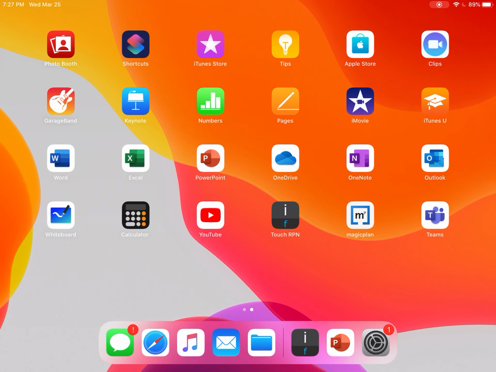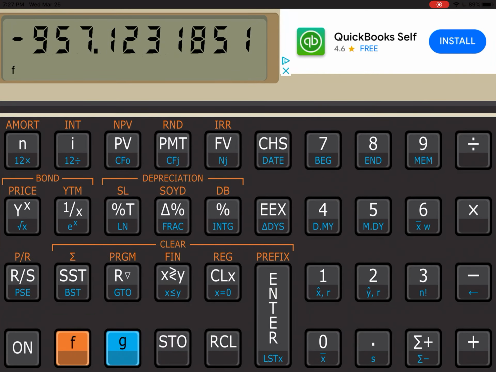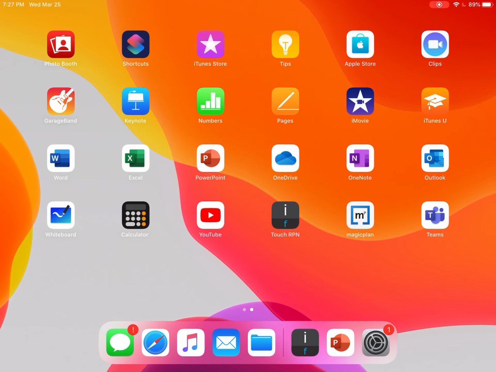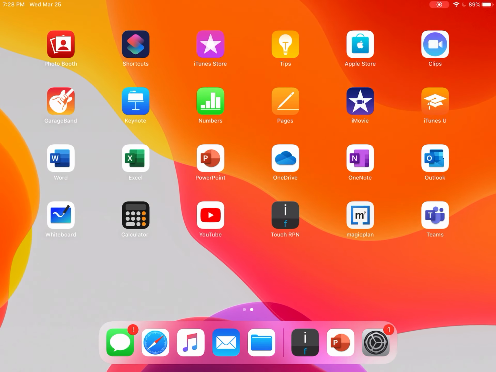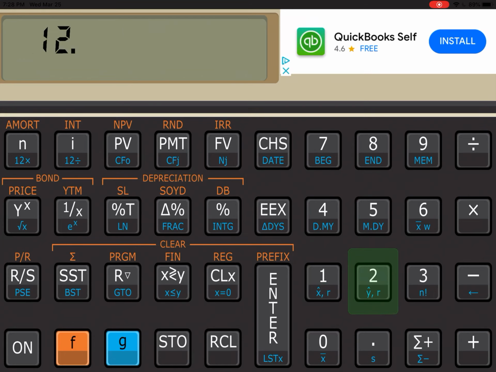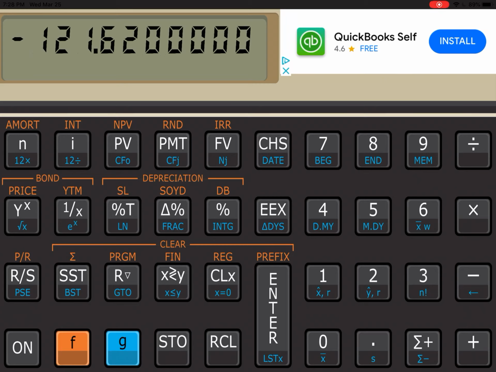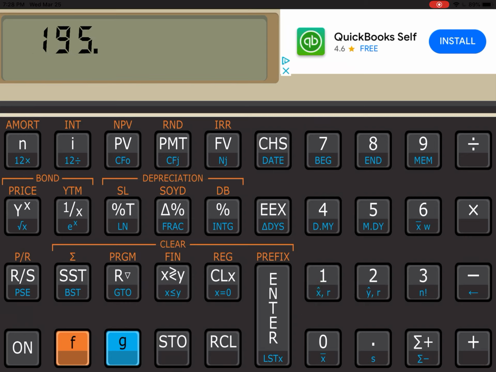Let's just do this with the calculator. So F clear, 1089.54. I'm going to enter that, and then 1089.54 minus 1211.16 minus, and then we actually can go ahead and add into that our coupon payments, 195 plus.